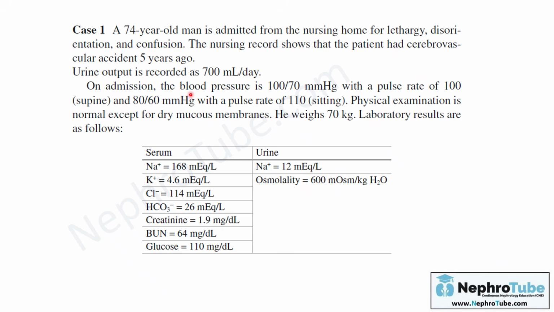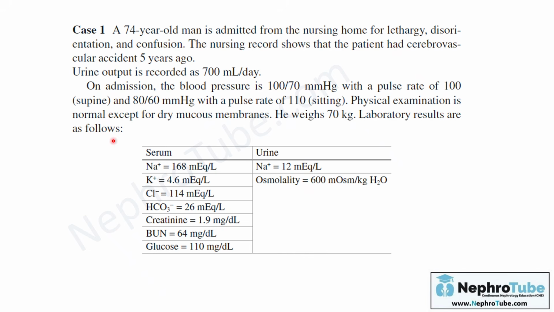On admission, the blood pressure is 170, so the patient is hypotensive. The pulse rate is 100 supine, and 80/60 sitting. So we have hypotension in this patient and tachycardia. Physical examination is normal except for dry mouth membrane. So we have evidence of dehydration. His weight is 70 kg.